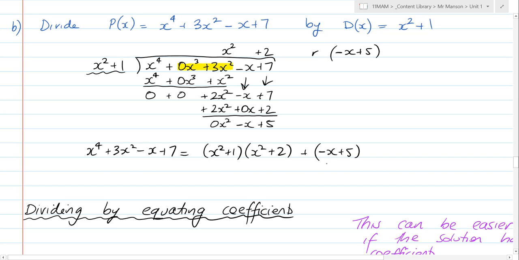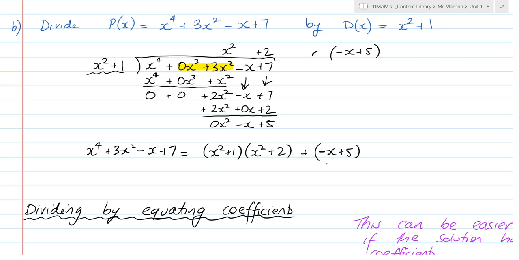Procedure's the same. This question combined a few aspects though. Had the 0x cubed I had to deal with, had the fact that my dividing term was quadratic but didn't have a linear component. So this is about as complex as it gets. And it would be a pretty complex familiar question if we did ask you to divide by a quadratic. You can be pretty safe in thinking we're going to be dealing with linear, almost certainly.